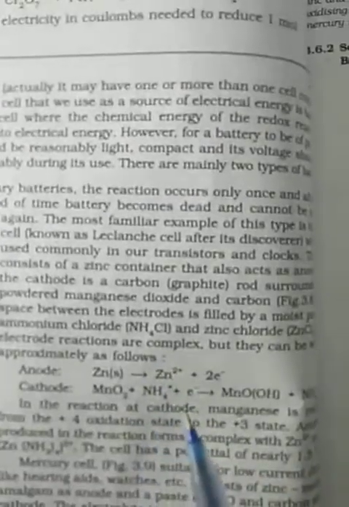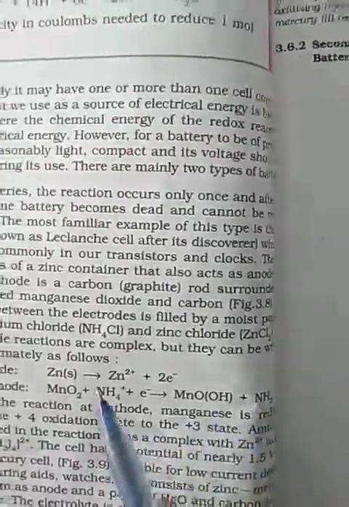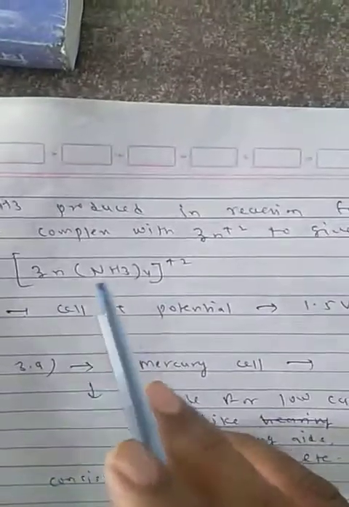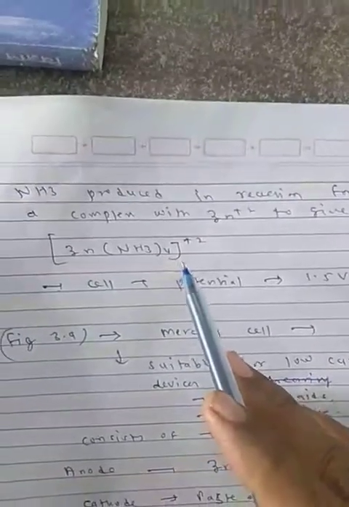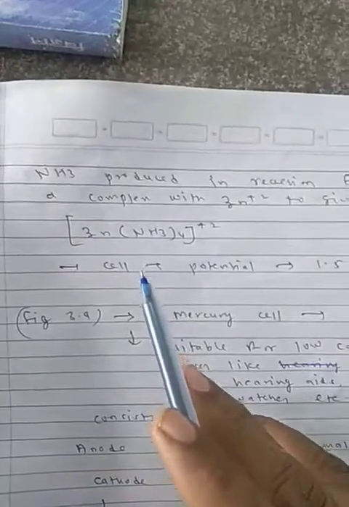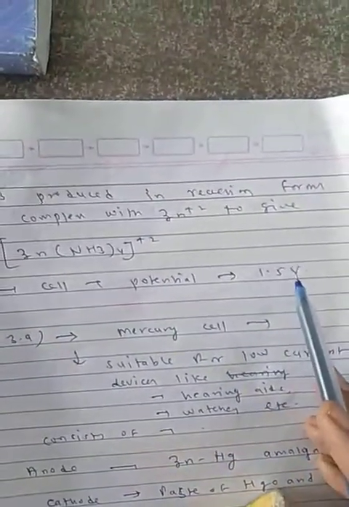The ammonia gas liberated in this reaction forms a complex with Zn2+ to give the [Zn(NH3)4]2+ complex ion, which you will learn in part 2, chapter number 1 in 12th. You will learn about complex salts there. The cell's potential is 1.5 volt.